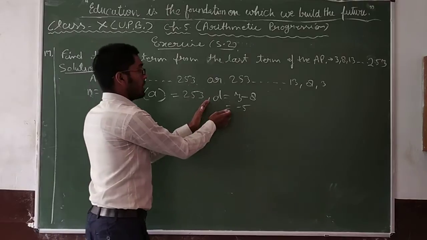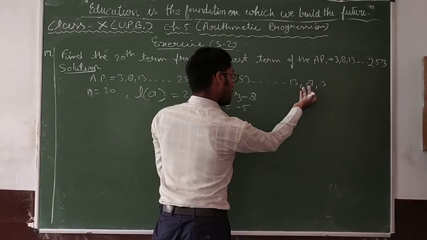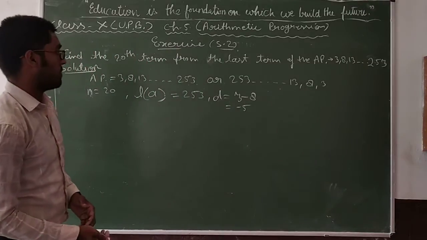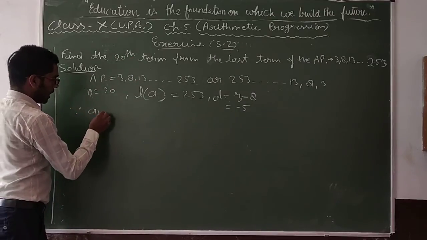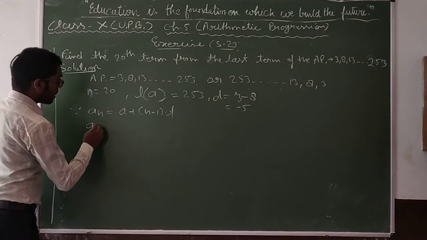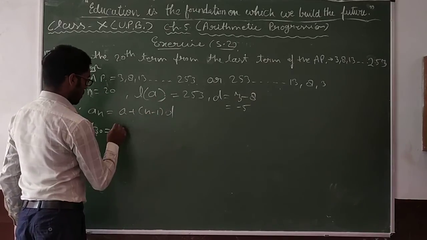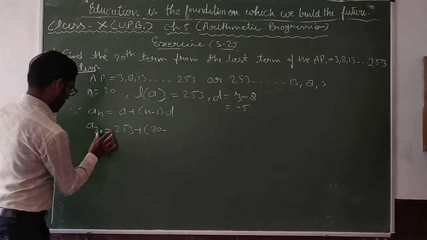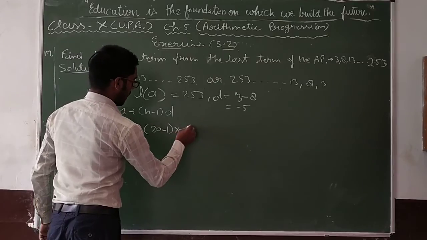Then you will find the common difference. The common difference will be second term minus first term, 8 minus 13, otherwise 3 minus 8. Then you will get your common difference minus 5. Now find the 20th term. Write the formula: an is equal to a plus n minus 1 into d. Then a20 is equal to the first term, which is now 253, plus 20 minus 1 into the common difference d, which is minus 5.